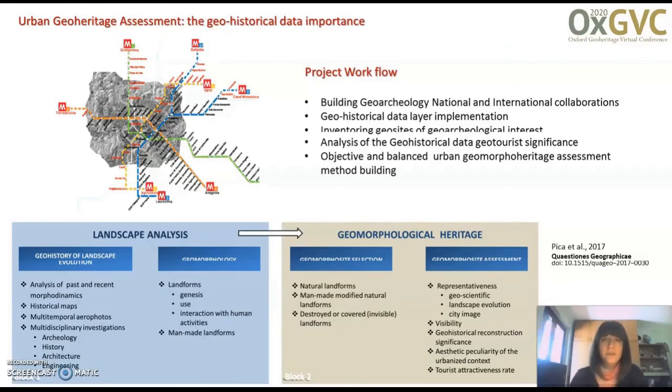But above all, we expect to analyze the results of geoarchaeology in order to evaluate the weight of geohistorical data in the assessment of geosites. The qualitative method for geosite assessment described in 2017 will thus be improved by the quantitative definition of the value of geosites.